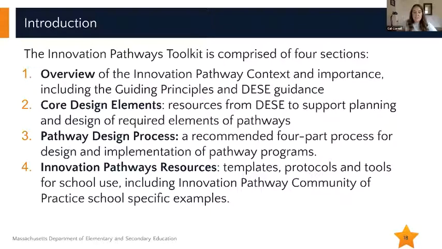In the next section, we provide a recommended 4-part cyclical process for thinking about, designing, and ultimately implementing Innovation Pathways programs. Finally, section 4 includes a variety of local and national templates, protocols, and tools, along with examples and materials from Massachusetts-specific schools. We hope that as we work with you over the coming years, we're able to add more to these tools and materials from the Innovation Pathways community of practice.